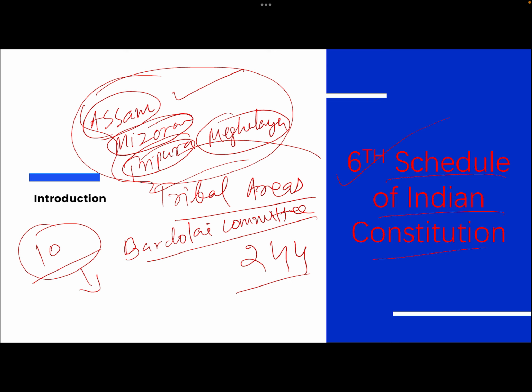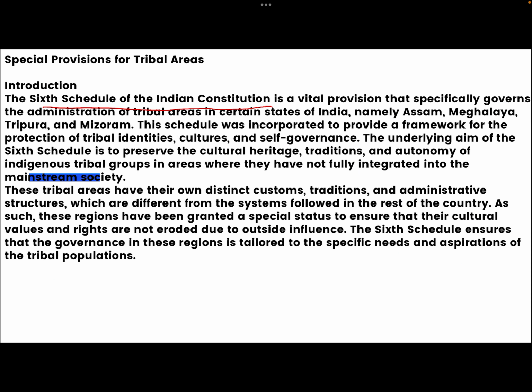So this sixth schedule of the Indian Constitution is a very vital and important provision, specifically for the administration of tribal areas of India. These four tribal areas are Assam, Meghalaya, Tripura, and Mizoram. So this schedule was incorporated to provide a framework for the protection of tribal identity, culture, and self-governance for them. The aim of the sixth schedule is to preserve the cultural heritage, tradition, and autonomy of these indigenous tribal groups in areas where they have not fully integrated into the mainstream of society, right?